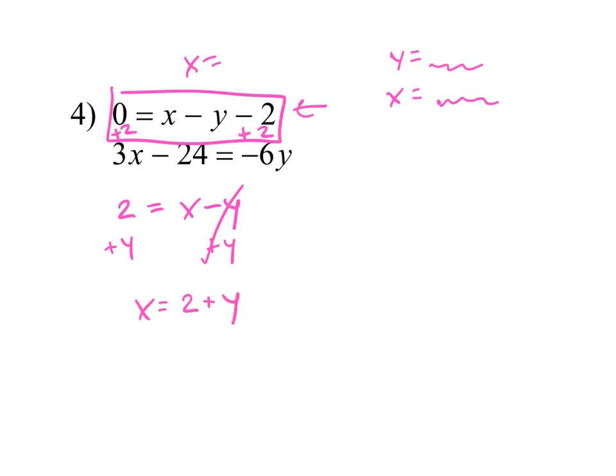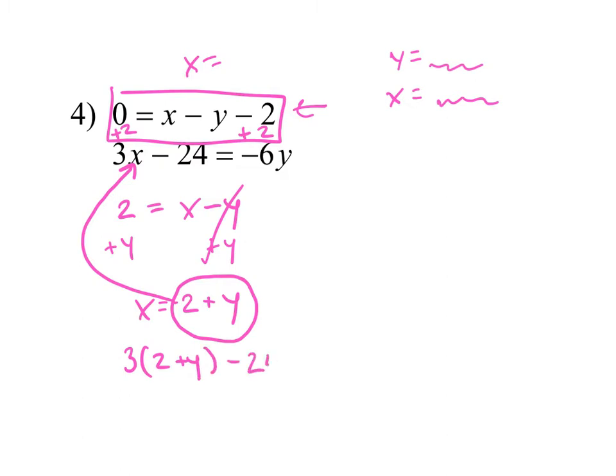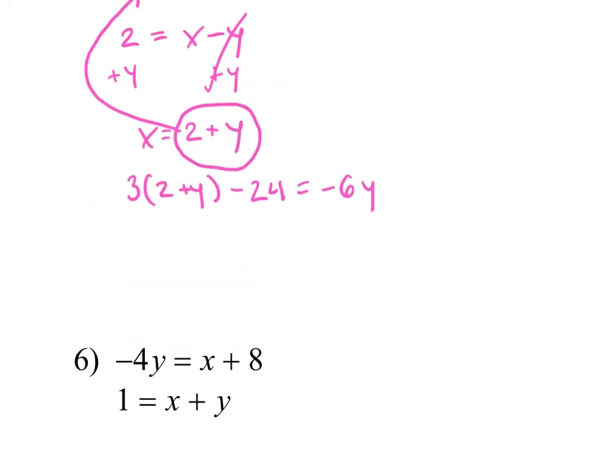What do we do with this? We take what x is equal to and substitute it in for x. So x is equal to 2 plus y. We're going to plug that in for x. So 3 times 2 plus y, so we're just replacing the x, minus 24 is equal to negative 6y. Now we need to solve for y. So what do we do?